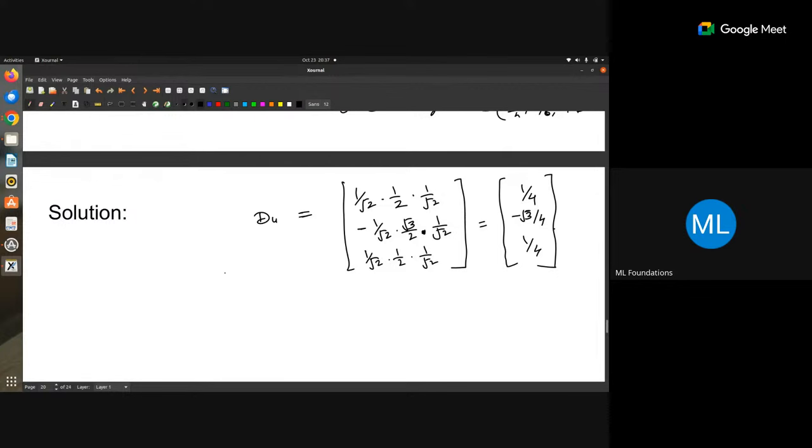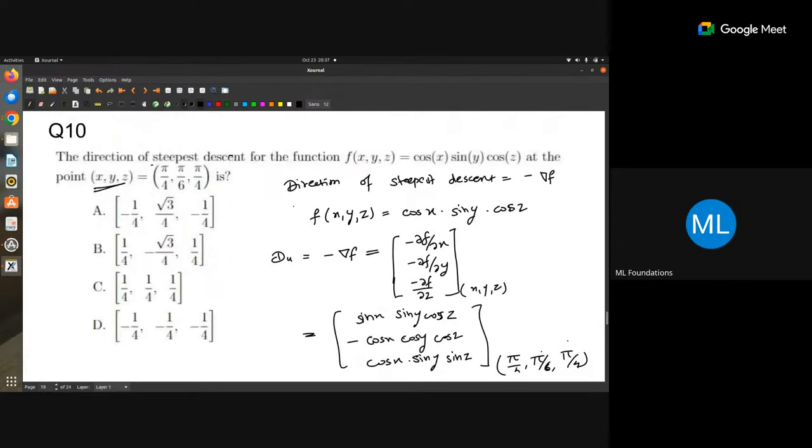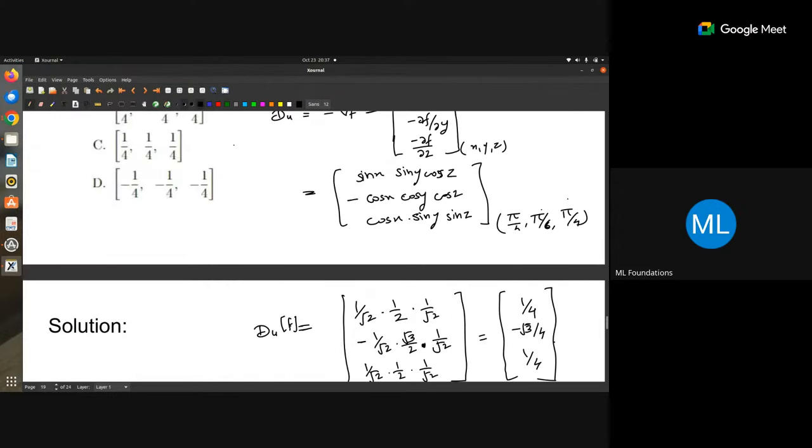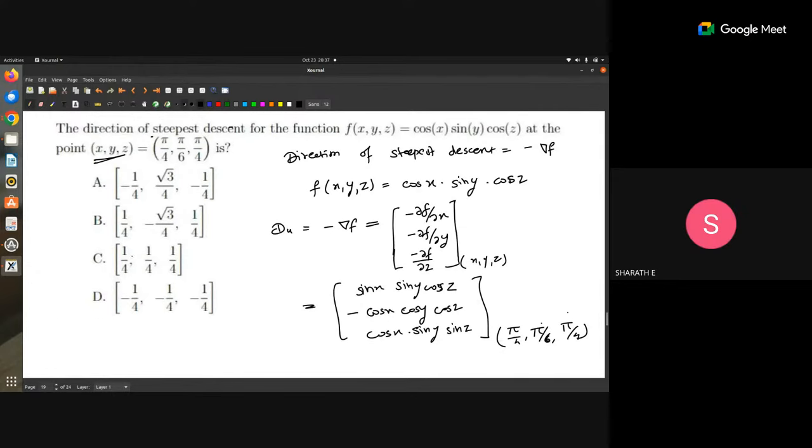Is it correct? Yes. We don't want the length of it, right? We wanted the direction of steepest descent. So what is the correct answer? It's 1 by 4, minus 3 by 4 and 1 by 4. It would be the opposite of it, right? Steepest descent, negative of it. We have started with a minus sign only. All the calculations are with minus. So if you check here, the calculations are with minus, so it is already included.